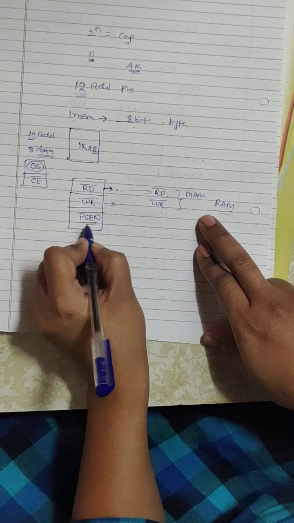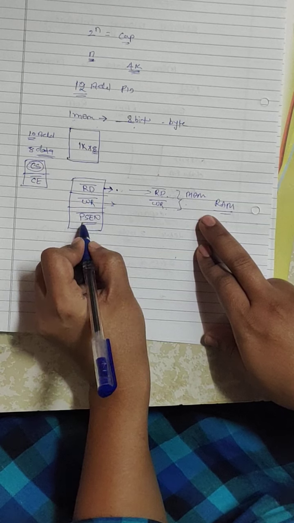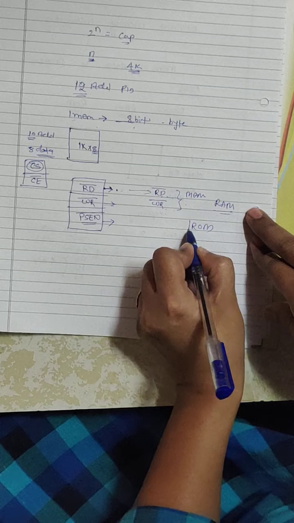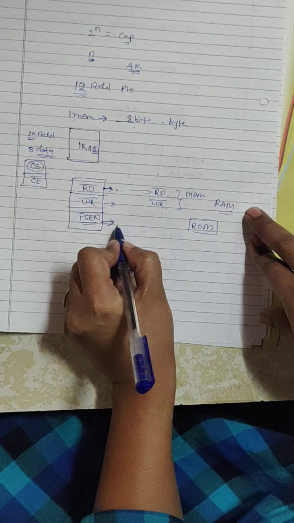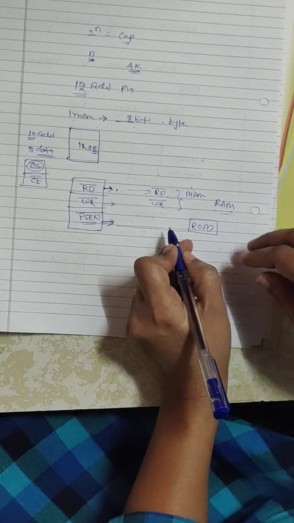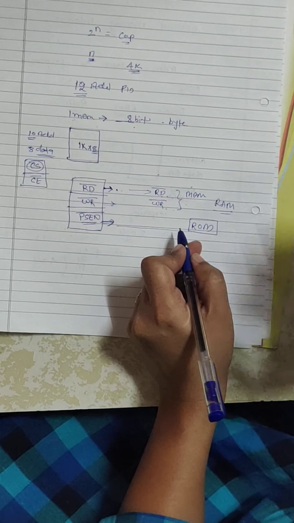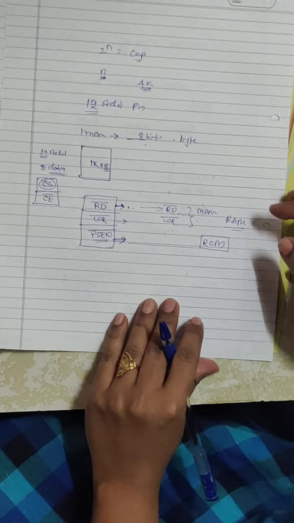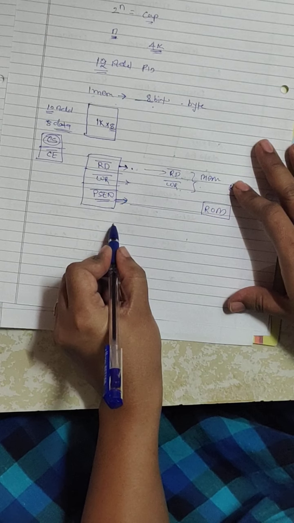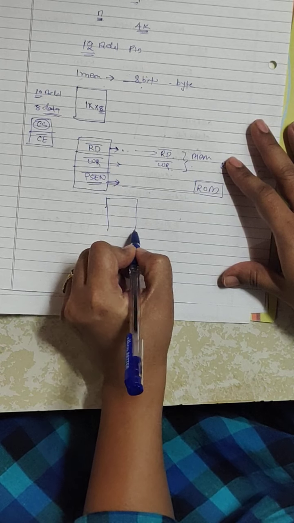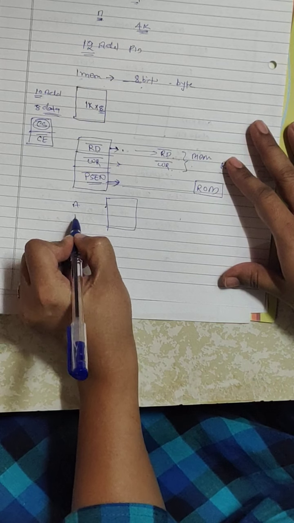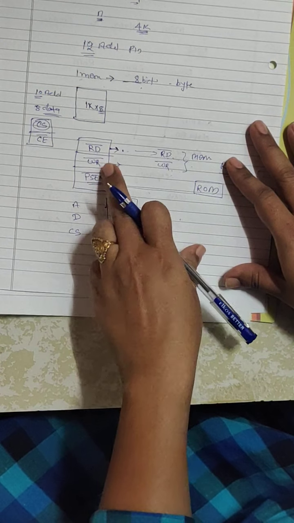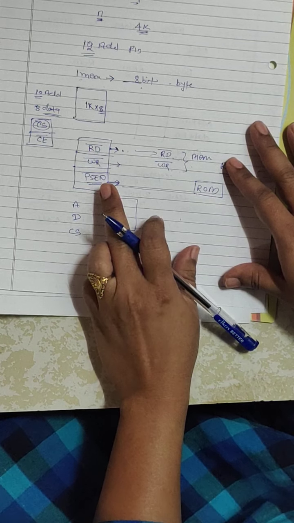Along with that, there is the PSEN bar, that is the program store enable pin, which is connected to external ROM memory. Again it is low whenever the microcontroller is reading data from external ROM memory, that is the read only memory. So any memory IC must have address pins, data pins, then chip select pin and RD bar, WR bar or program store enable pin.